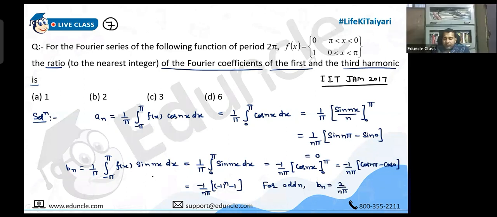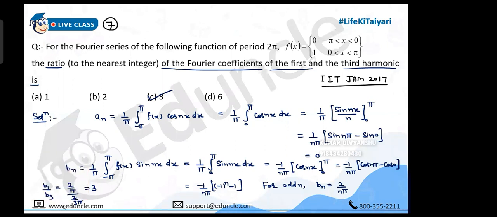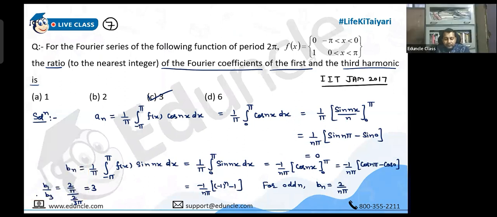So now I need to take the ratio of b1 to b3. b1 will be 2 by pi, b3 will be 2 by 3 pi. So it is nothing but 3, which is option C. Please check, everyone. Clear?